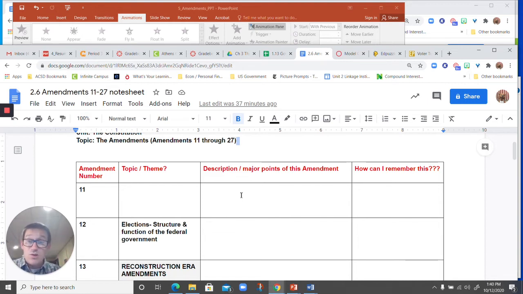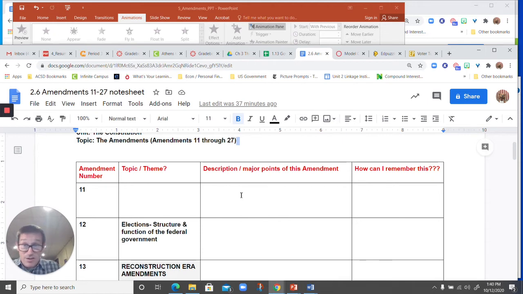If you don't have access to a printer, no big deal. Just take a piece of paper, turn it on its side. You're probably going to need a couple of them. And then at that point, just write each of the headings that you see here. Amendment number, and you know it's going to be amendments number 11 through 27 for today. And then topic and theme.